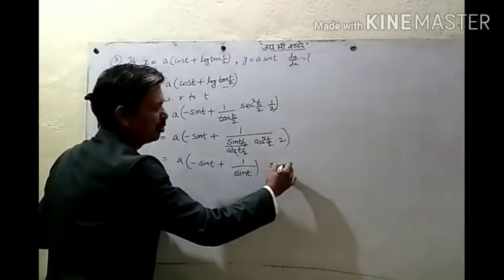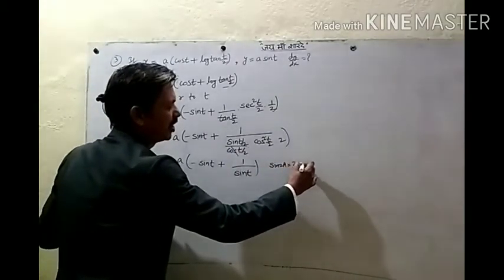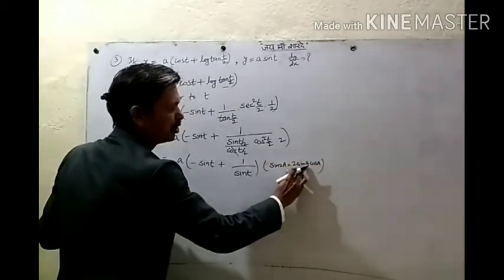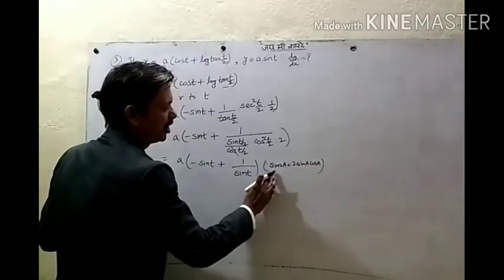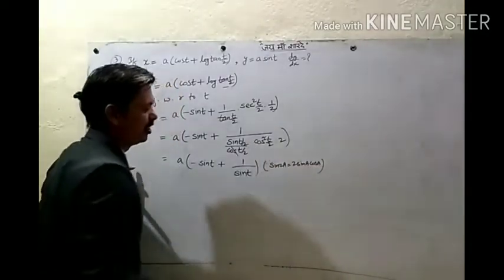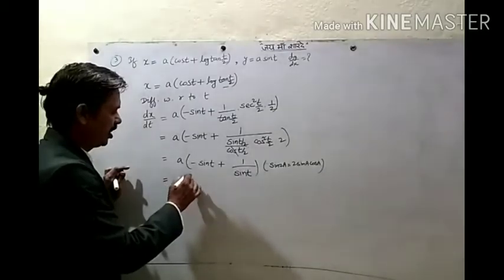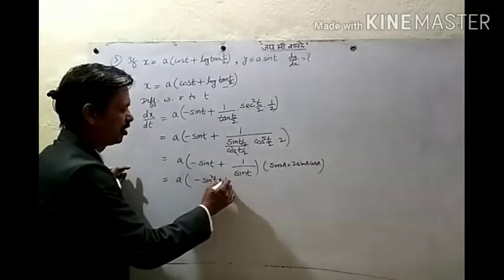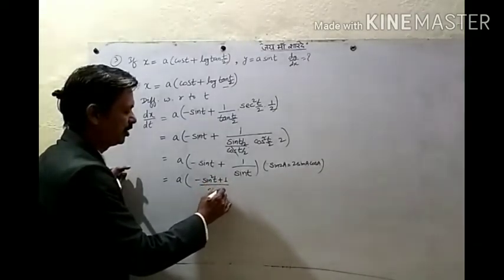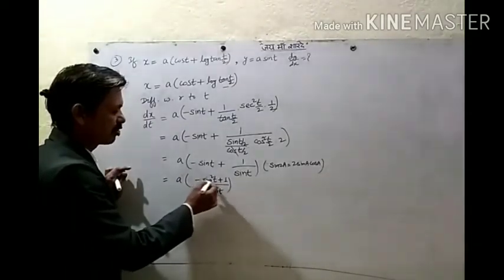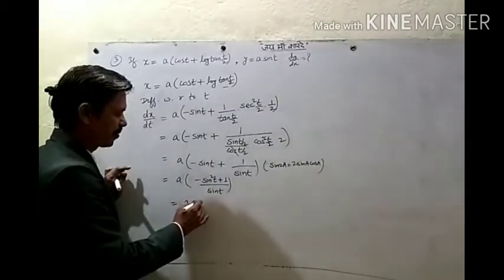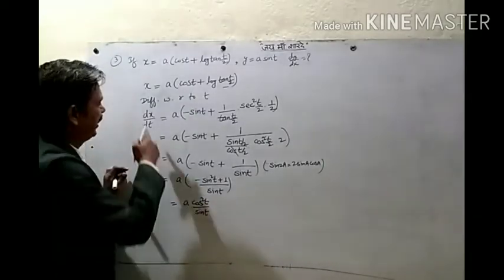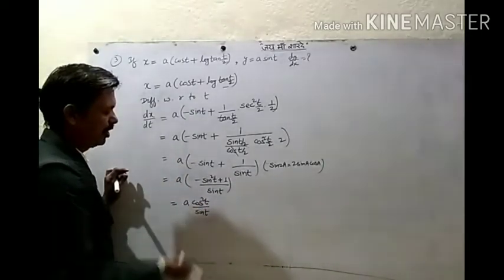Using formula sin 2a, which is 2 sin a cos a. If you write a equal to t by 2, you get 2 sin t by 2 cos t by 2, and here 2 into t by 2, that is t. So now it is equal to a times of, if you simplify, we get a minus sin square t plus 1 upon sin t. 1 minus sin square t can be written cos square t. So dx by dt is a cos square t by sin t.